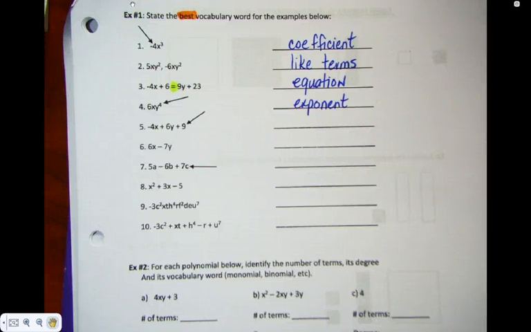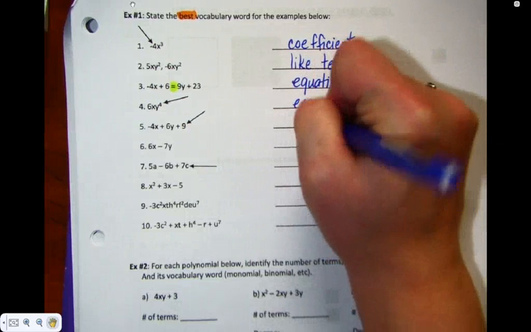Number 5, what's it pointing at? Just the 9. Yes, it's a number. Yes, it's a whole number, not what we're looking for. What was the vocabulary word that was a number all by itself, no variable attached? Constant. No variable means it's constant.